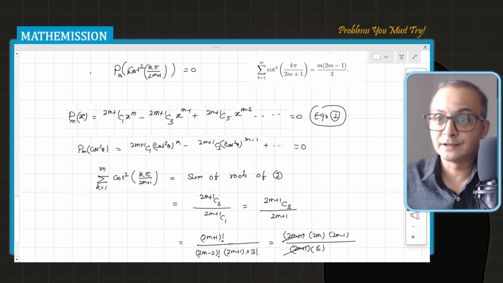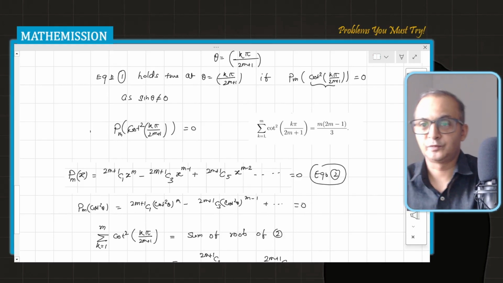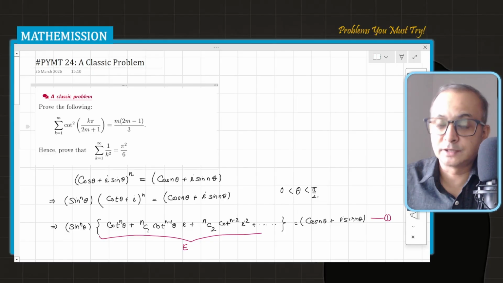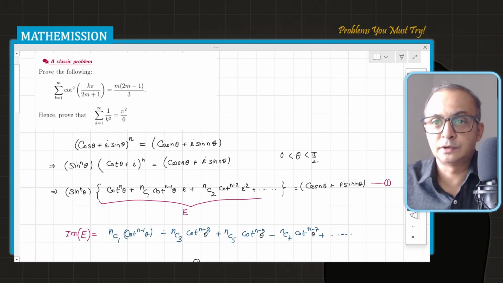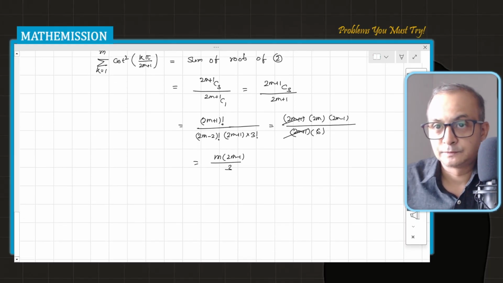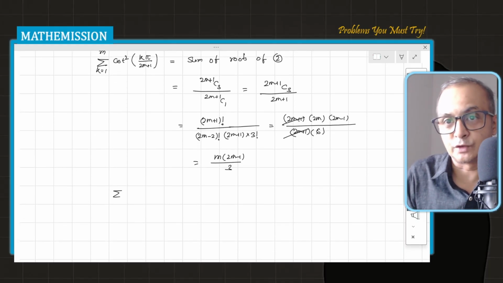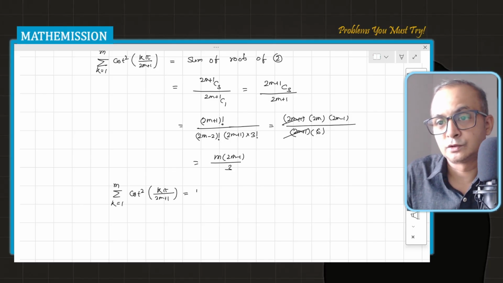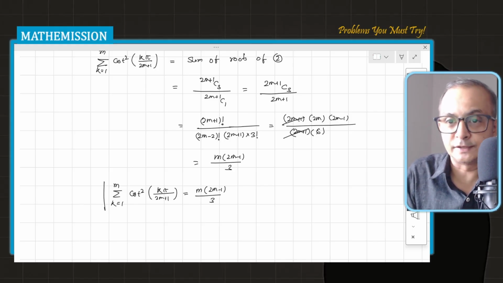So this was the hidden charm of this calculation, that we can start with a complex number and end up with this proof. Once we get this proof, how do we prove the second part of this question? The summation k equal to 1 to m of cot square k pi by 2m plus 1 is equal to m times 2m minus 1 by 3. We have proved this.